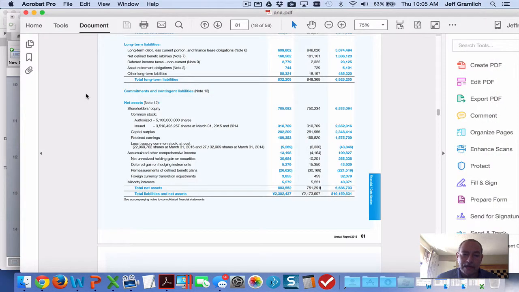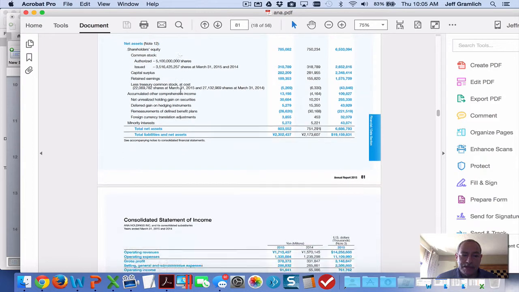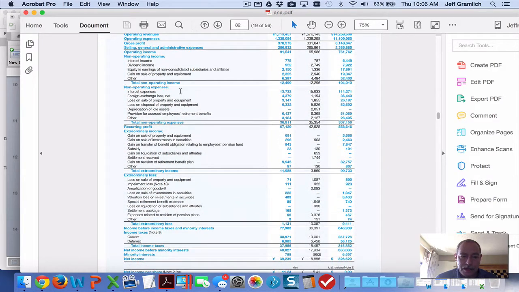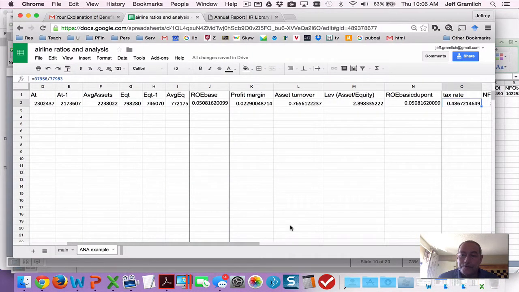Now let's take a look at that on the income statement. Tax expense is 37,956 divided by 77,983. And so that's our tax rate, 48.7%. And Japan is one of the few advanced countries in the world with a higher corporate tax rate than the United States.